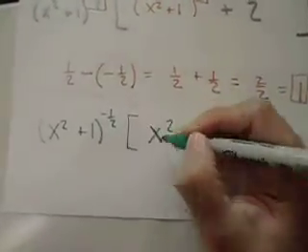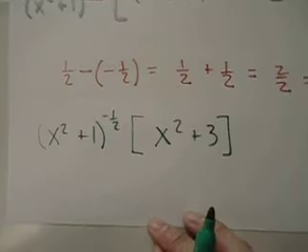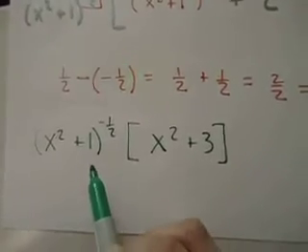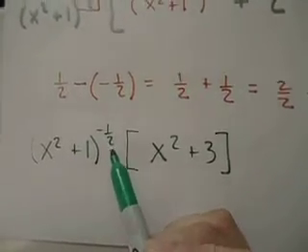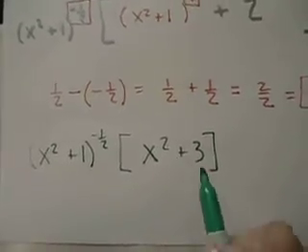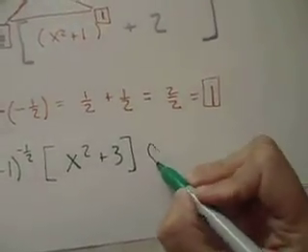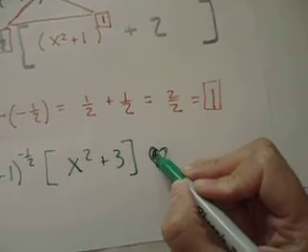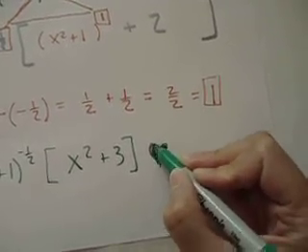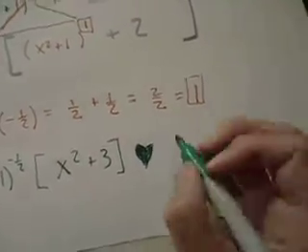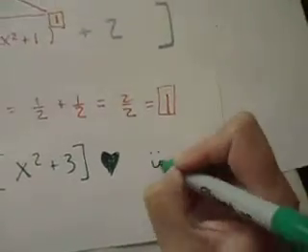So right here, what do we have as our final answer? We have x squared plus 1 raised to the negative 1/2 times x squared plus 3, and that, Miss Loopy, is your final answer. Yay. Okay, you are done. Here's your smiley face for the day.